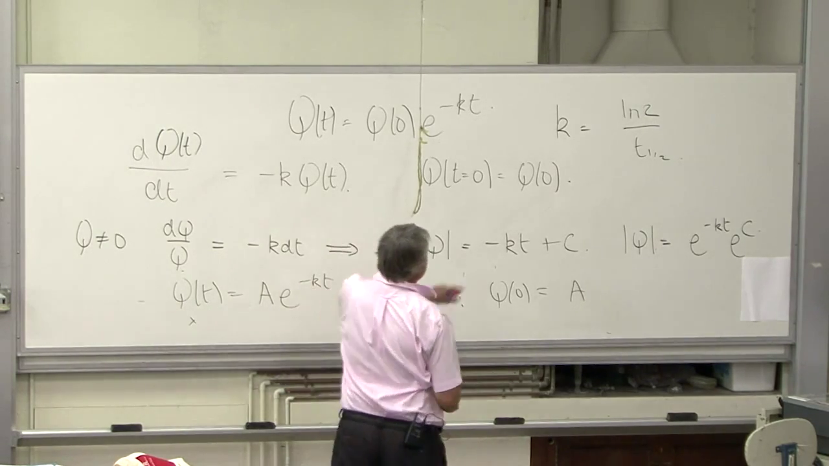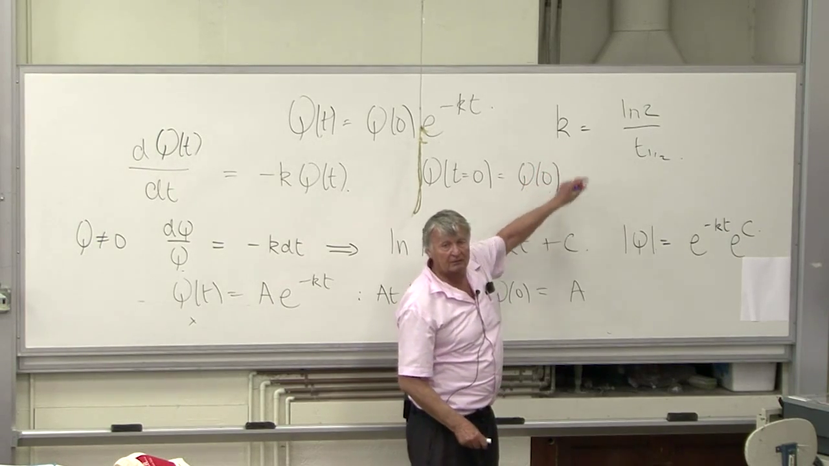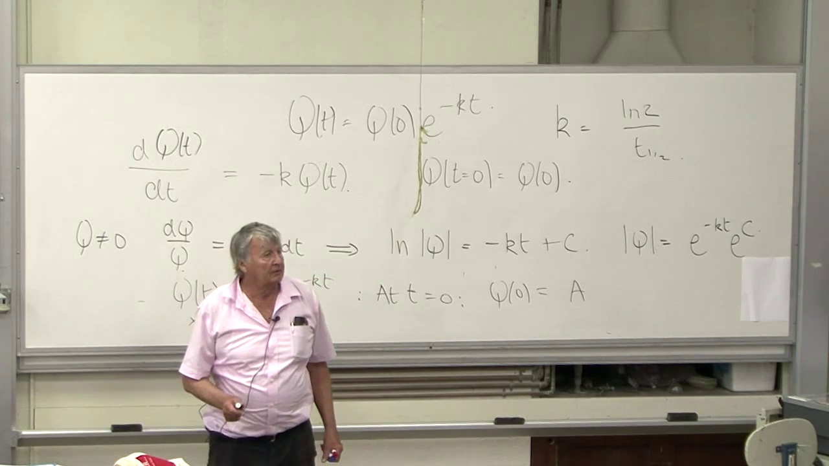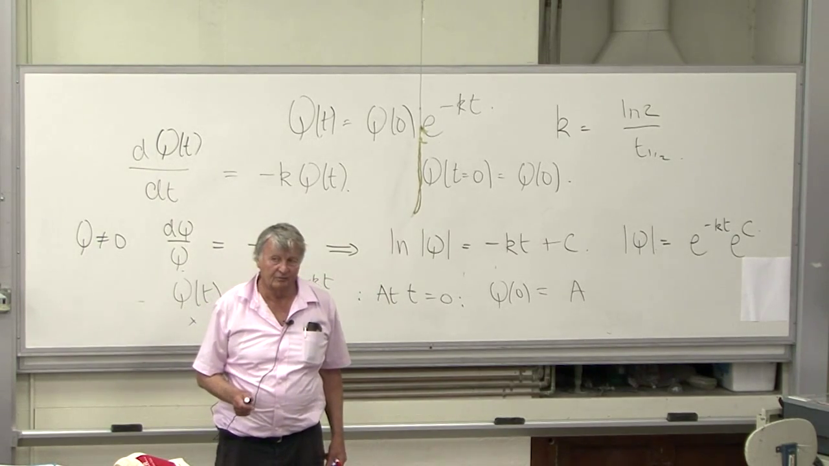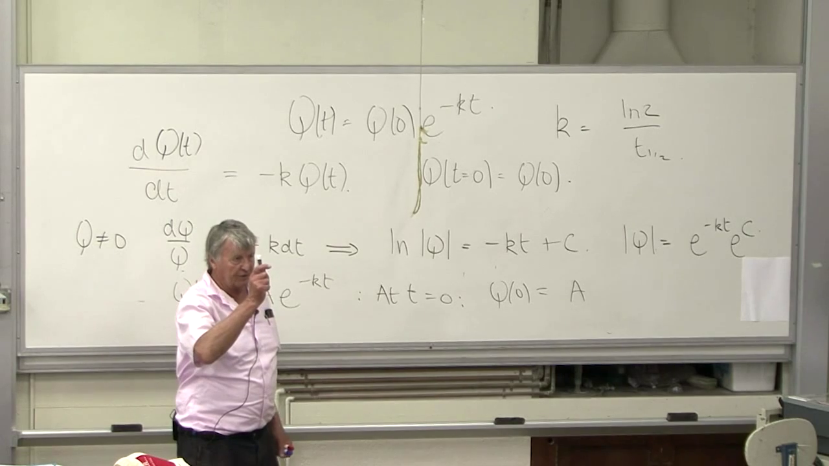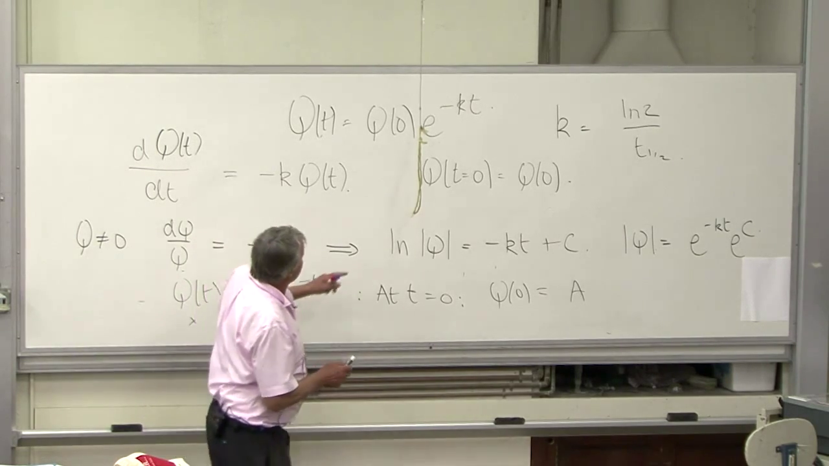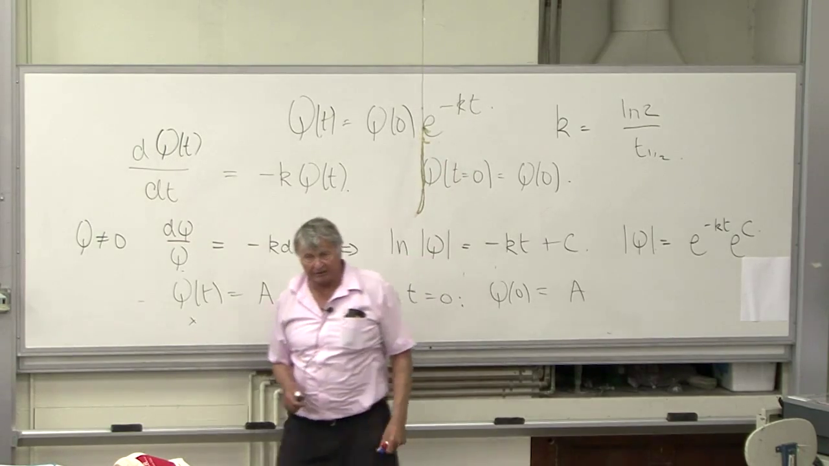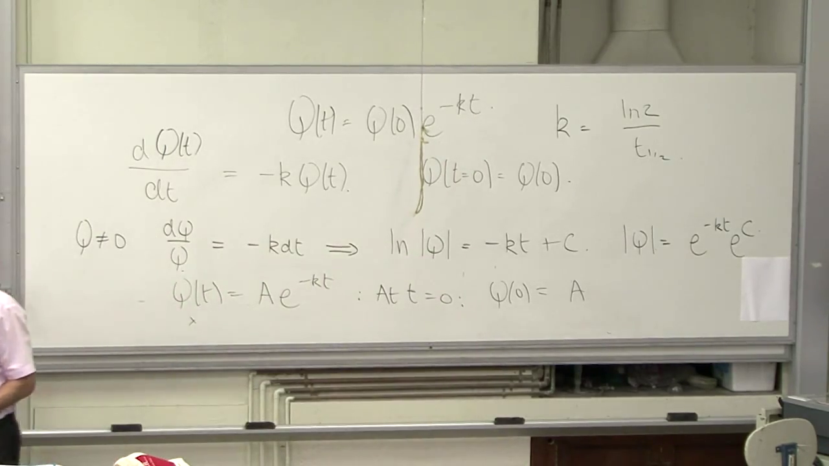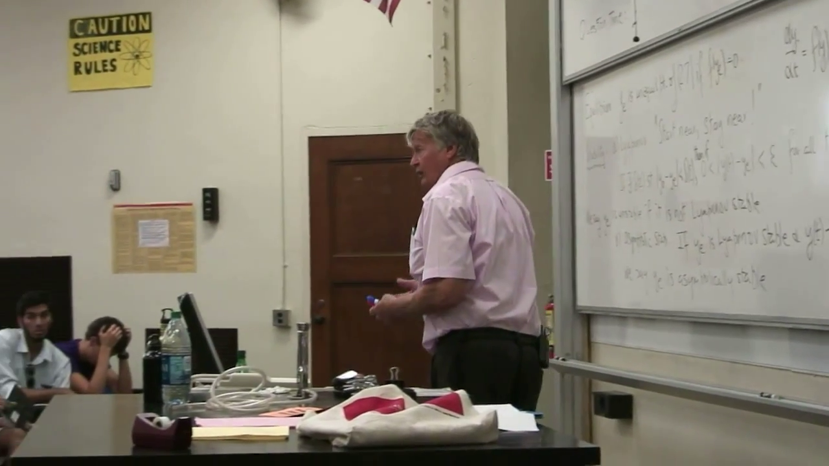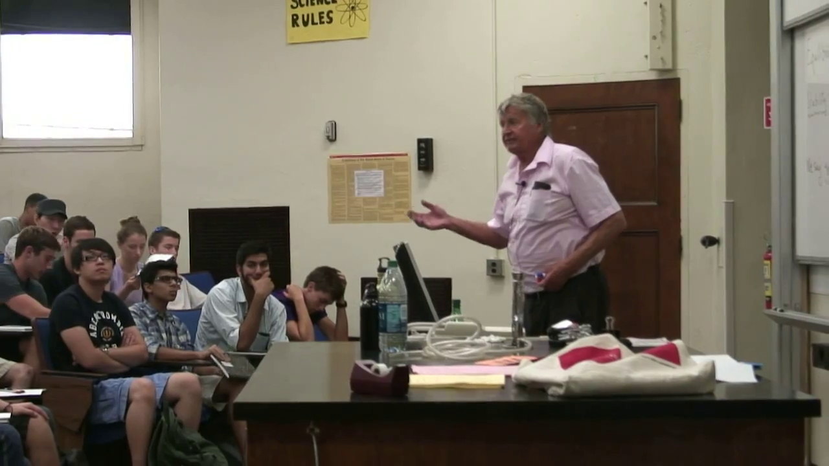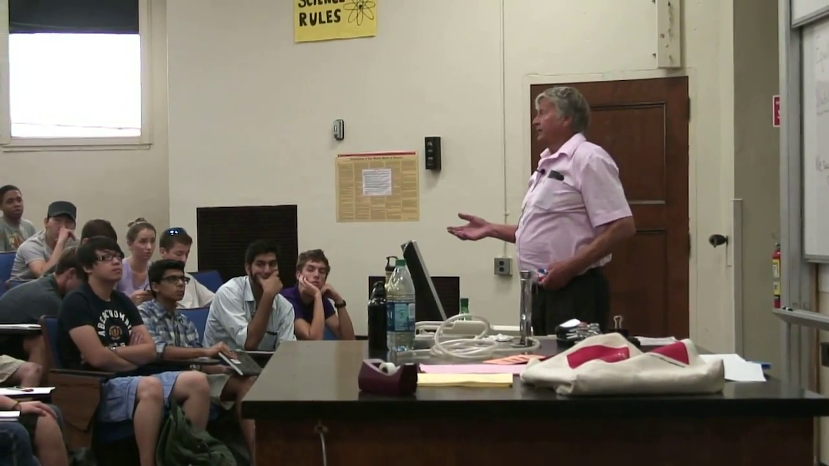So what are the dimensions of k? One over years. Because if you have e to the minus kt, this product has to be dimensionless. Otherwise I can't compute. I only have e to numbers. I don't have e to oranges or e to feet, things like that.